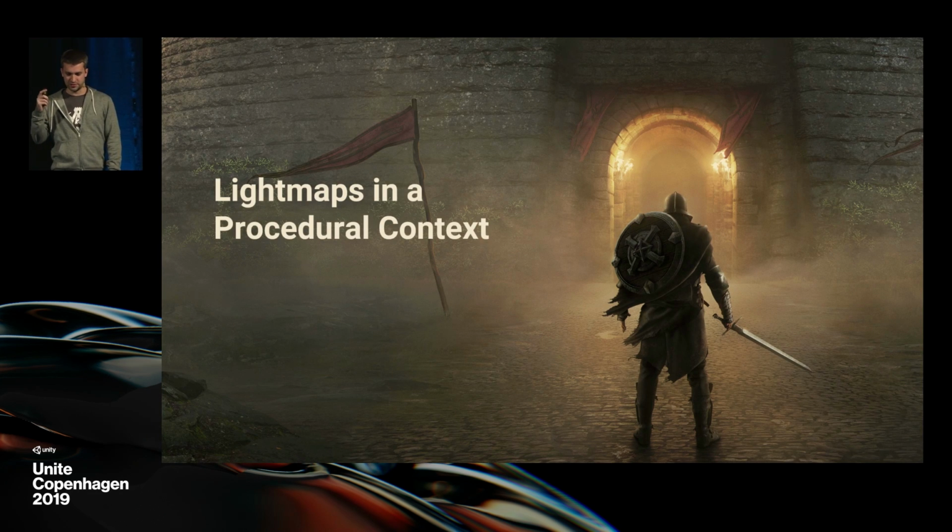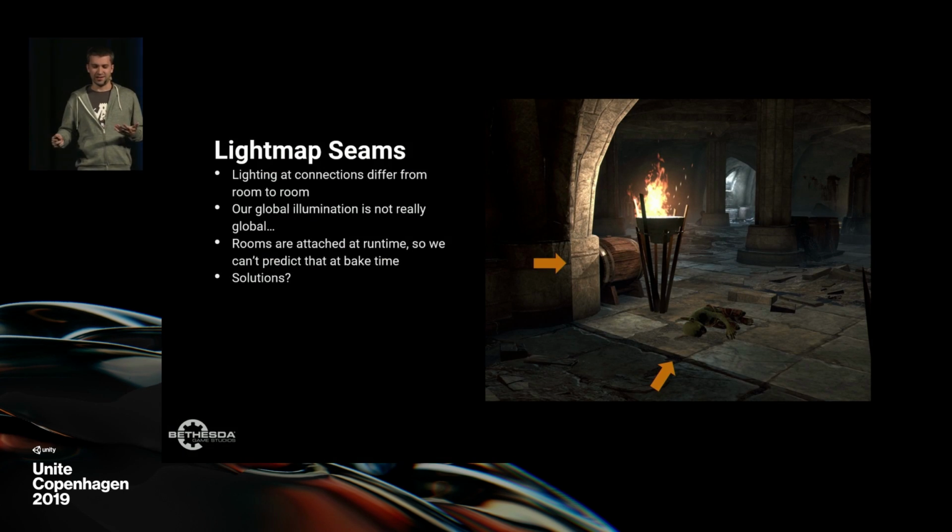So that's all great, but at this point, you might be thinking, how do you actually resolve having procedurally generated rooms or procedurally generated levels with light mapped content? How does that work? Well, in practice, it doesn't really. By default, you get this. And this is light map seams.